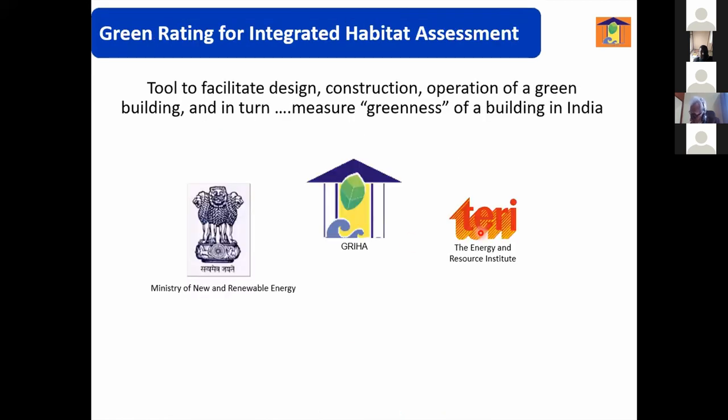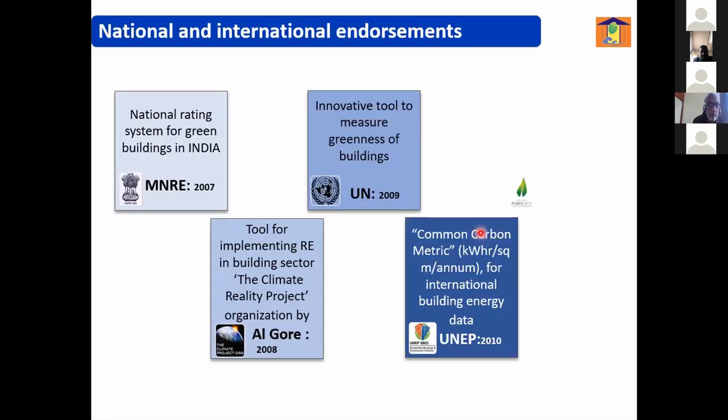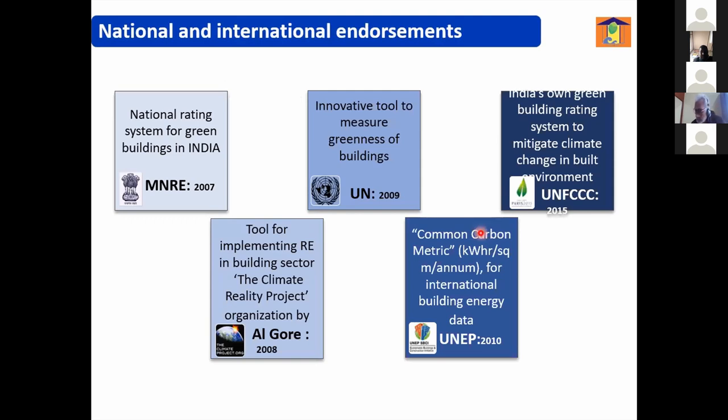So what is Griha? Griha is basically a tool to measure greenness throughout your life cycle. It measures your sustainability intent during design, during construction, during operation, and during maintenance. The basic principle on which Griha is created is what gets measured gets managed. That's a general principle about management. If you want to manage anything, you need to measure it. So Griha gives you benchmarking of various inputs which you have created. Griha has received multiple recognitions both nationally and internationally as the national rating system in 2007, MNRE. ECBC was launched in 2007 and Griha was launched in 2005. And since 2005, ECBC is mandated in Griha.